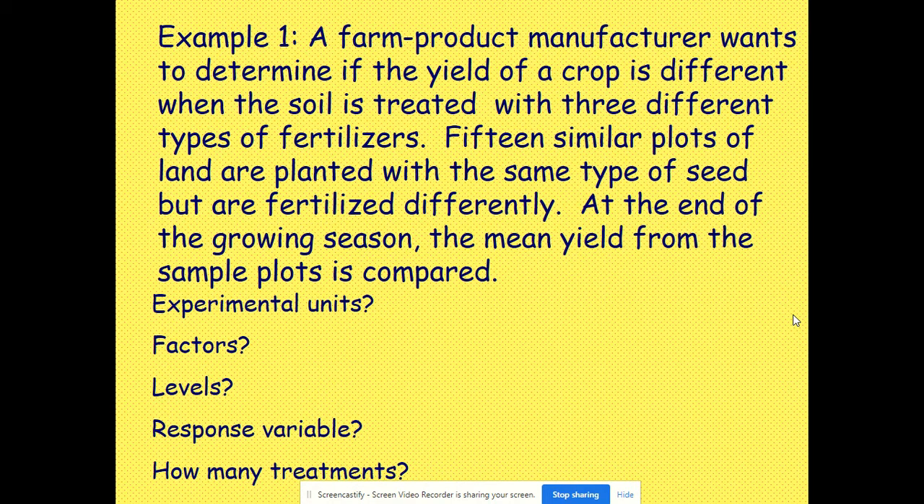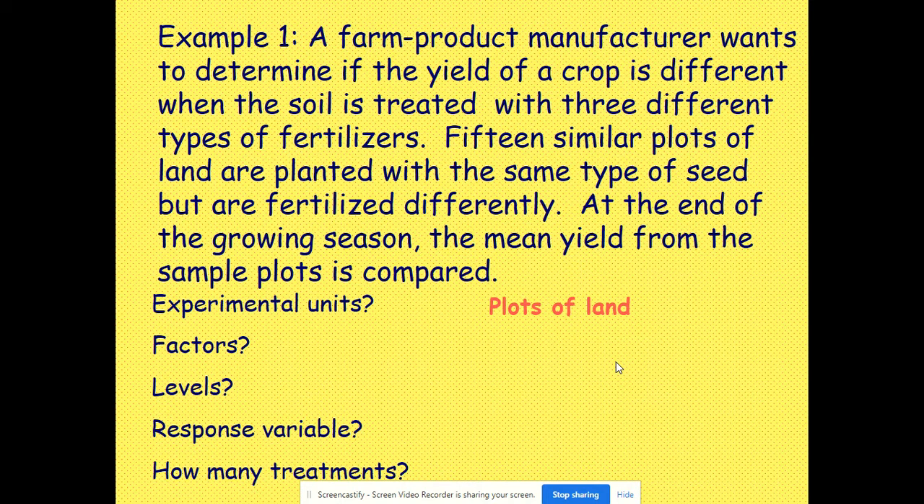What are our experimental units? The plots. I sometimes go backwards here. What is our factor? The fertilizer. How many levels of the fertilizer do we have? 3. To what are we applying the fertilizer? The plot of land.